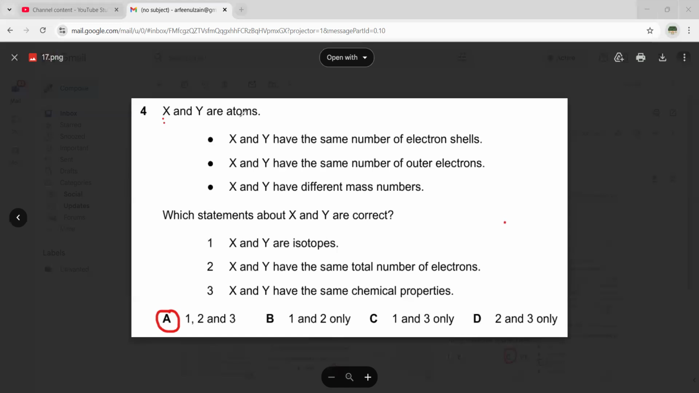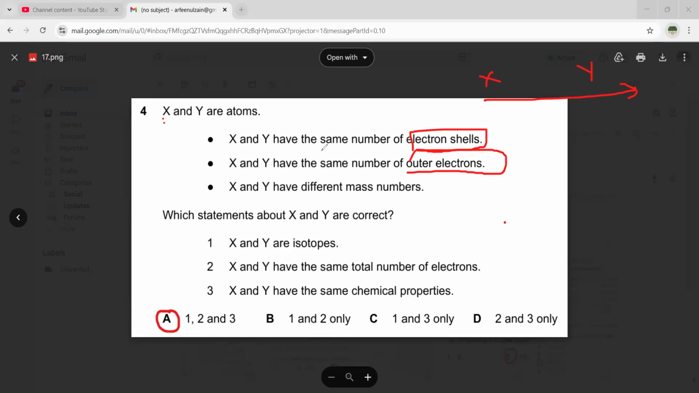X and Y are atoms. X and Y have the same number of electron shells. When they have the same number of electron shells, it means they belong to the same period, because elements in the same period have the same number of electron shells. X and Y have the same number of outer electrons. So they have the same number of outer shell electrons as well.